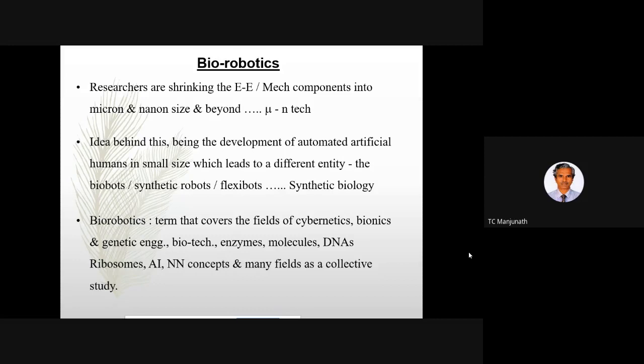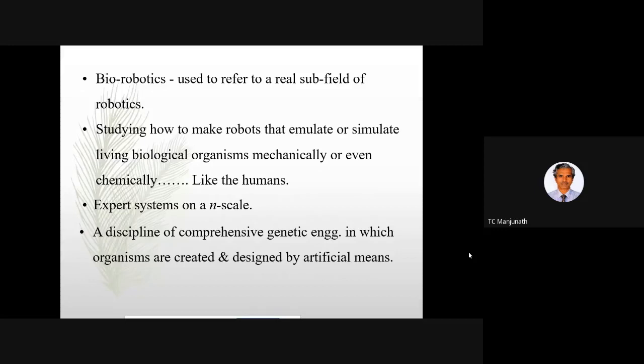Right? Biorobotics is used to refer to a subfield of robotics. What is that? It enables us to study how to make robots behave like biological organisms like humans, or like expert systems which work like humans on a nano scale. So it is termed a discipline of comprehensive genetic engineering in which organisms are created and designed by artificial means.